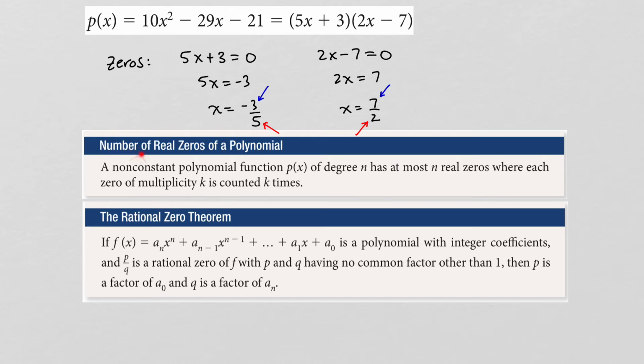The other fact is that the number of real zeros of a polynomial is at most the degree of the polynomial. So if you have a non-constant polynomial function of degree n, it will have at the most n real zeros if you count them according to multiplicity. So a quick example of that is, this is a second degree polynomial. So its degree is 2, and you also notice that it has 2 zeros. So it is impossible to have more than 2 zeros for a second degree polynomial. So this is good information to know.